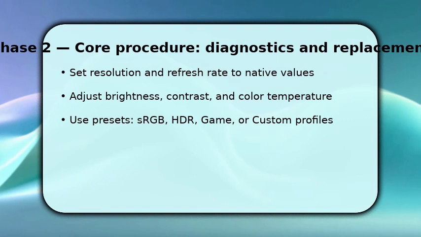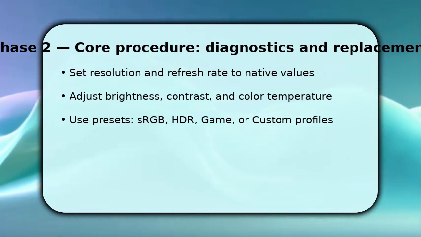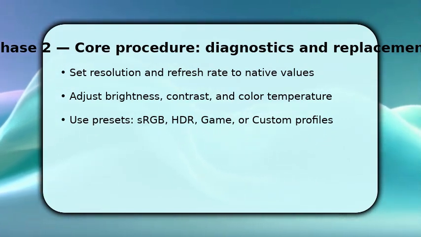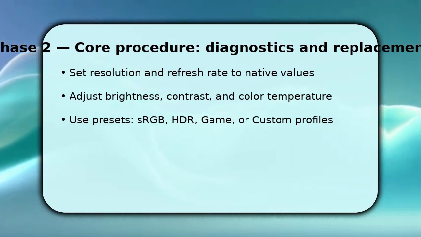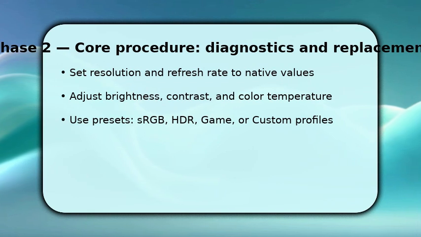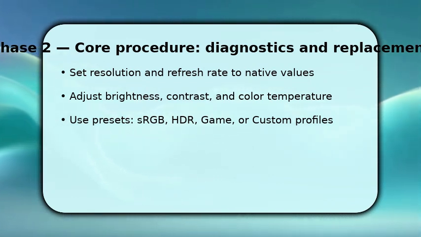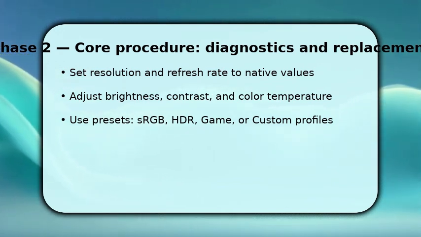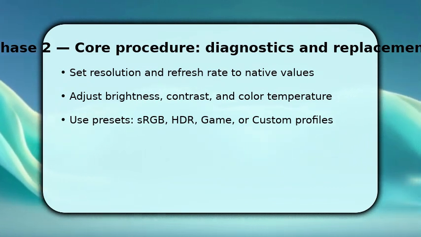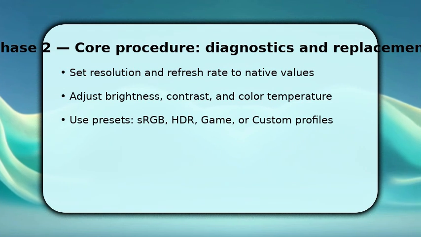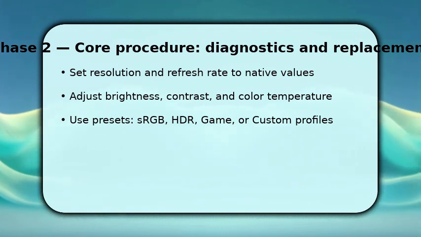You will now tune the image. First, set the resolution and refresh rate to the monitor's native values in the OS, because sharpness and motion depend on them. Next, modify brightness and contrast in the OSD to balance black detail versus glare, then pick a color temperature or profile, cool, warm, or sRGB, so whites look neutral. Once you find a baseline, test with real content and use presets for quick changes. Switching back to custom preserves your manual tweaks.